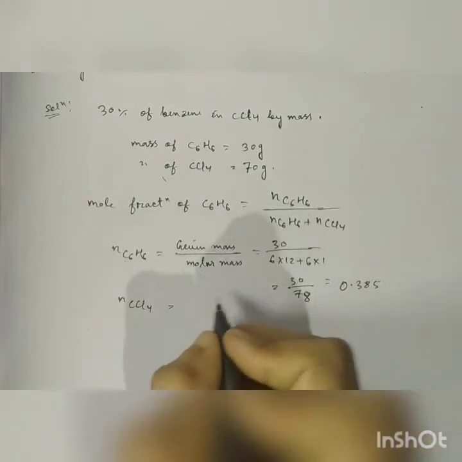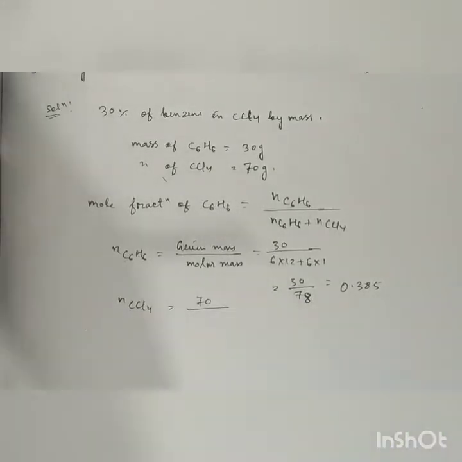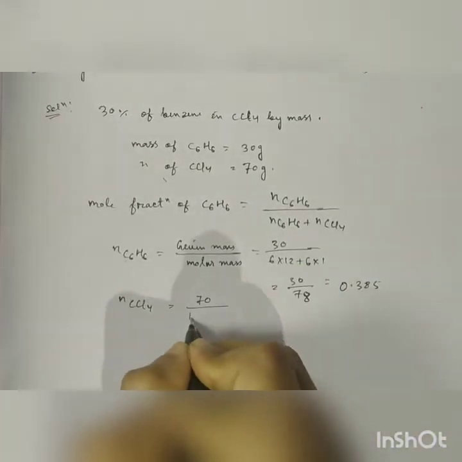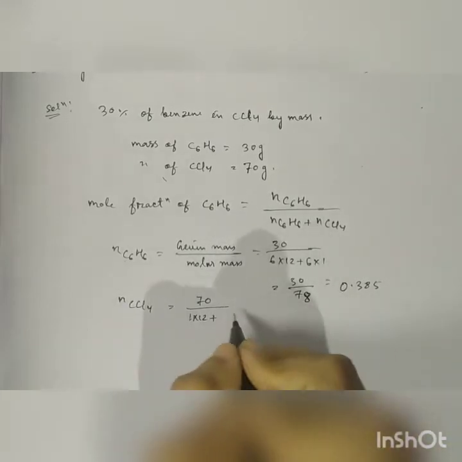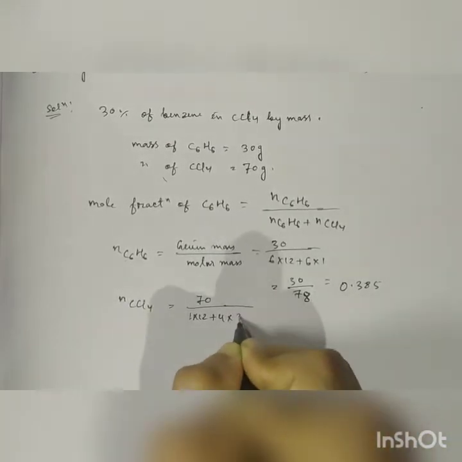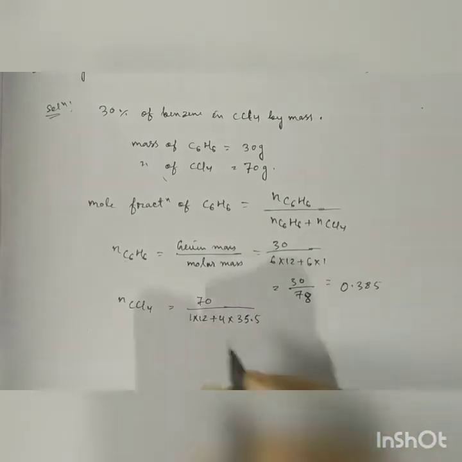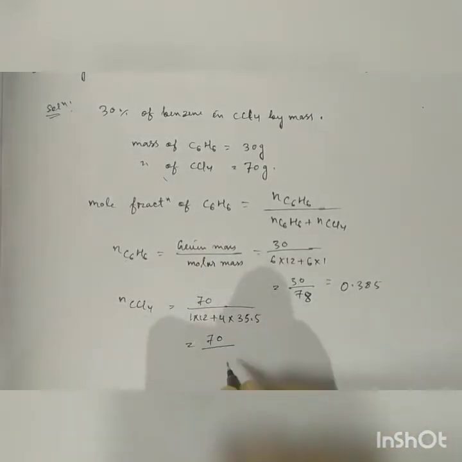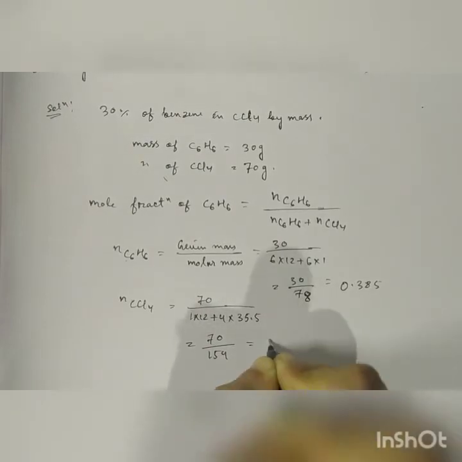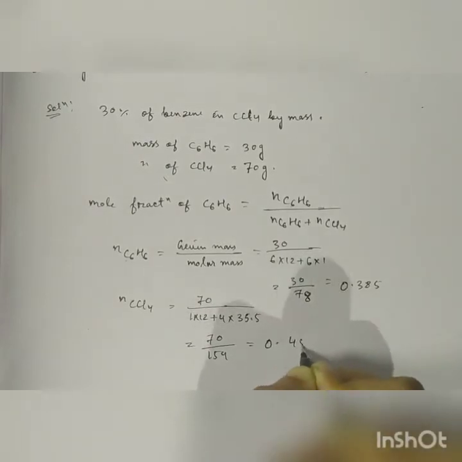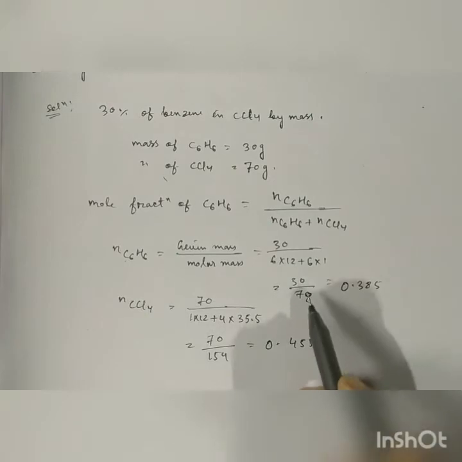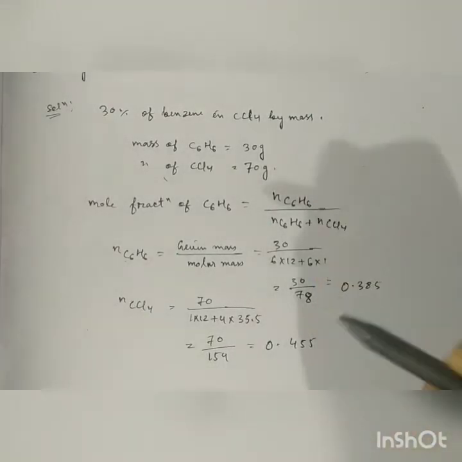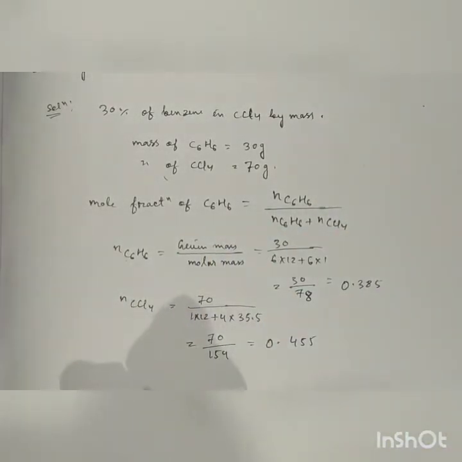Okay, and for n(CCl4), the given mass is how much? 70, divided by molar mass, which will be for 1 carbon 12 plus 4 into the atomic mass of chlorine, which is 35.5. So this is 70 divided by 154, and this will be 0.455. Now just put the values of this in the above equation.